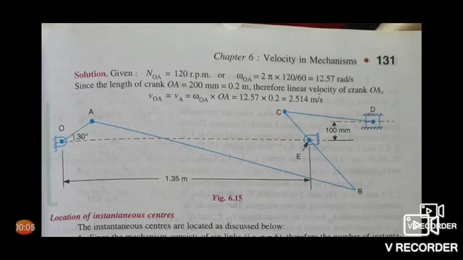NOA is given 120 rpm, or omega OA equal to 2 pi N by 60, that is equal to 12.57 radian per second. Since the length of crank OA is 200 mm, that is equal to 0.2 meter, therefore linear velocity of crank OA, VOA equal to VA, that is equal to omega OA multiplied by OA. This value comes 2.514 meter per second.